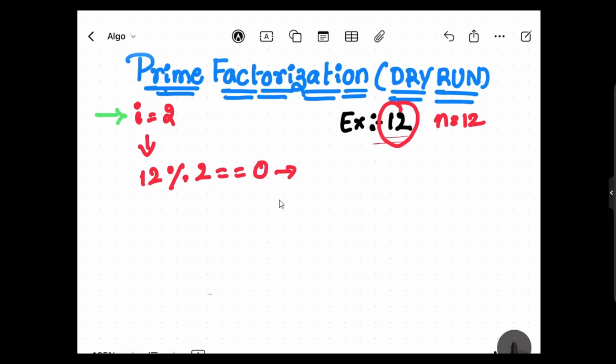So first, we'll print 2. It's as simple as that. Next, n becomes 6 actually. 2 times 6 is 12, right? So n equals 6.